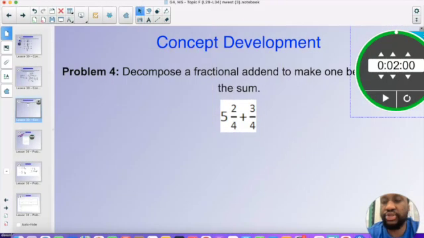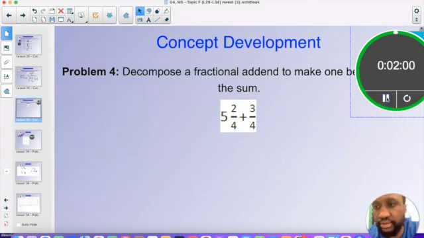All right, guys. So I'm going to give you guys 2 minutes to try to solve this problem on your own. You're going to do 5 2/4 plus 3/4 on your own. Okay? I'm going to give y'all 2 minutes to start, and then we'll go over it afterwards.